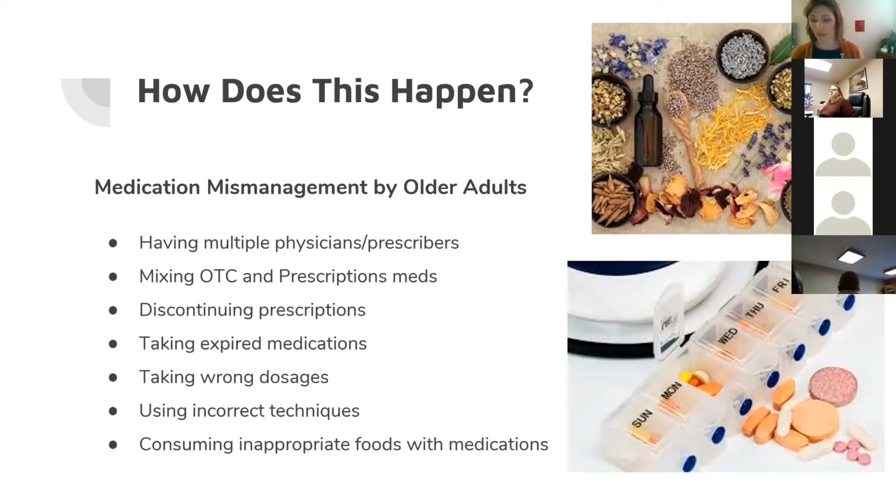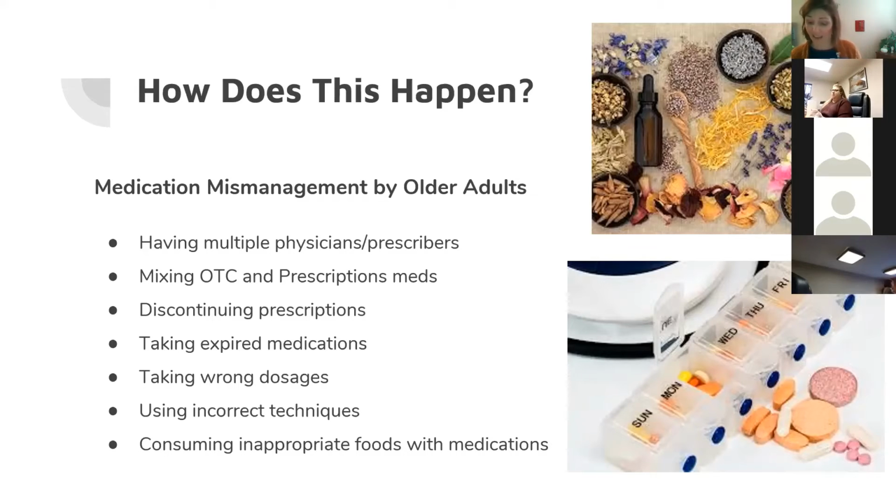Here we have a list, so it might be because you have multiple physicians or prescribers, and this makes it harder to keep track of your medications. It might be mixing over-the-counter medications you can get at a CVS with prescription medications. Sometimes those don't mix so well. It could be that you're discontinuing a prescription. Now, only do so if you have the approval of your primary care provider or whoever prescribed you the medication.